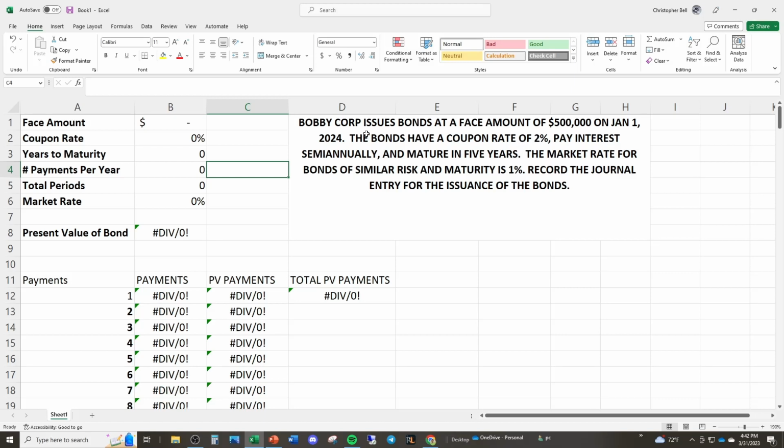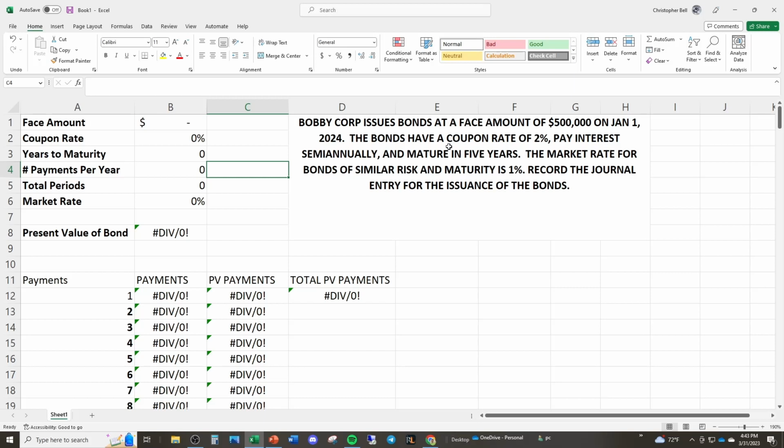Why would you buy, if you could pay the same price for a Bobby Corp bond as for another bond, why would you not buy the Bobby Corp bond if it's the same price? Because you're getting more interest. So what we need to do is find the present value of all those future cash payments. We calculate all the future cash flows of this bond.